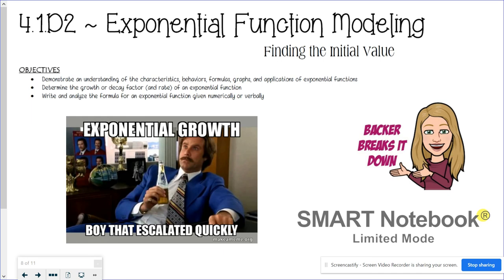In this episode, we continue to write exponential function models, except this time we're going to focus on finding the initial value. Up until now, we've always been given this value. So what do we do when we aren't given it? That's a good question. So let's check it out.